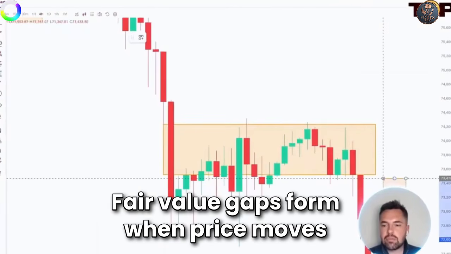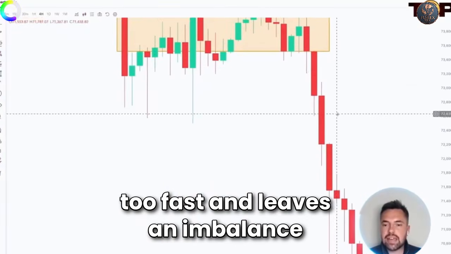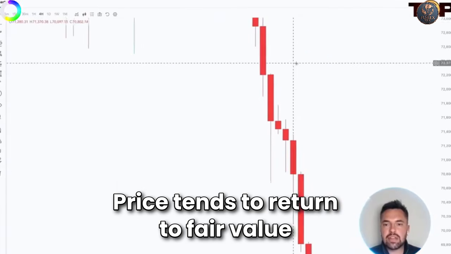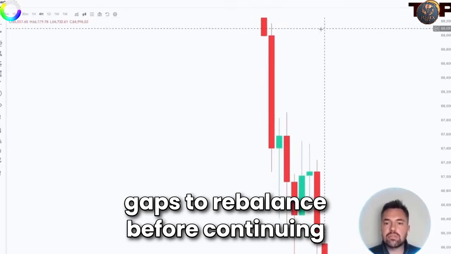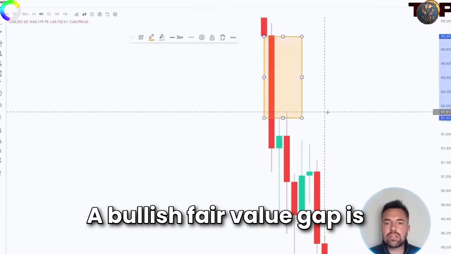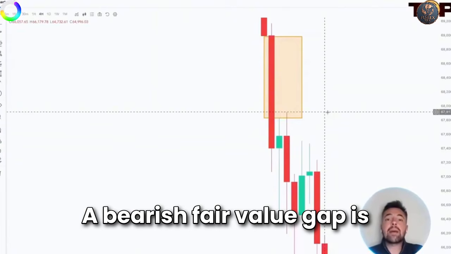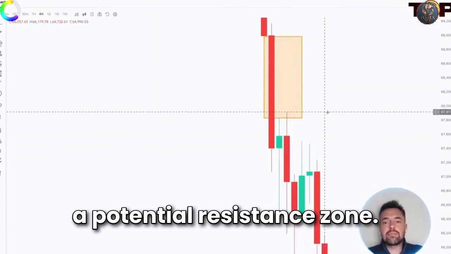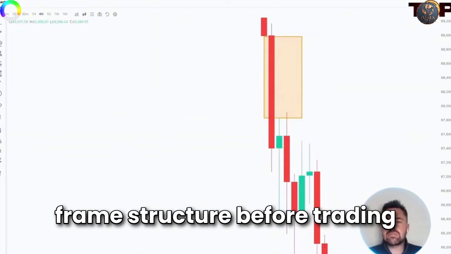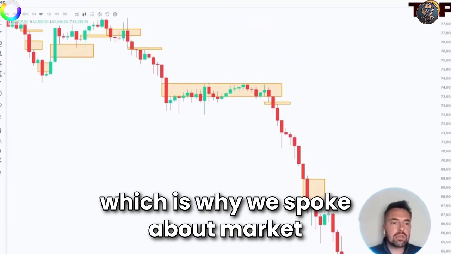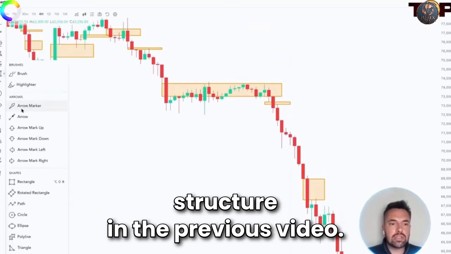Fair value gaps form when price moves too fast and leaves an imbalance between candle 1 and candle 3. Price tends to return to fair value gaps to rebalance before continuing in the original direction. A bullish fair value gap is a potential support zone. A bearish fair value gap is a potential resistance zone. So always check the higher time frame structure before trading from a fair value gap. Context is everything, which is why we spoke about market structure in the previous video.